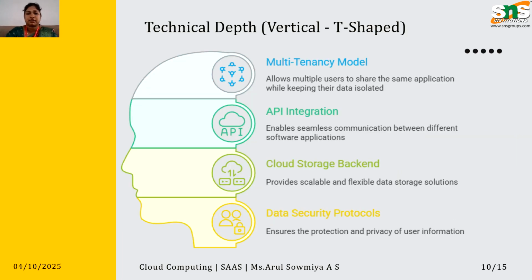So this is the technical depth. Technical depth in vertical T-shaped. Here we see the multi-tenancy model, API integration, cloud storage backend, and data security protocols. Multi-tenancy model in the sense it allows multiple users to share the same application in a data-isolated way. The next one is API integration. It enables seamless communication between different software applications. The next one is cloud storage backend. It provides scalable and flexible data storage solutions. The last one is data security protocol. It ensures the privacy and protection of the data.